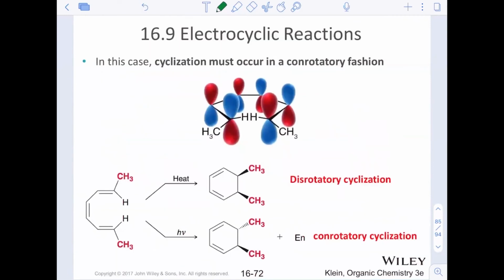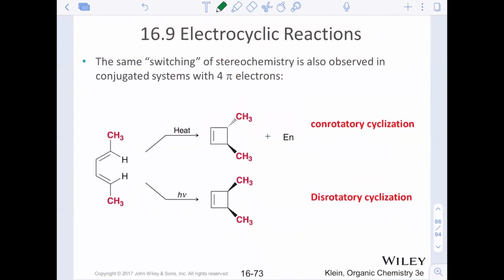Again, what happened? We now become conrotatory. Interesting. Disrotatory for heat, conrotatory for light. Same switching of stereochemistry is also observed with the 4 pi electron system: conrotatory for heat, disrotatory for light. Remember, conrotatory is when they move the same. Disrotatory is when they move opposite in terms of which way you are rotating.